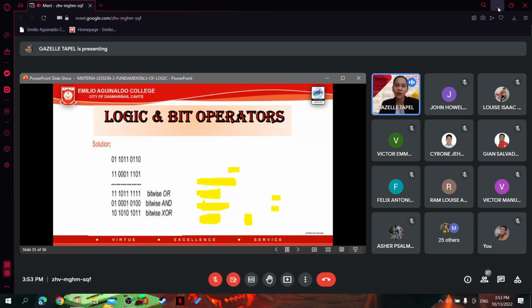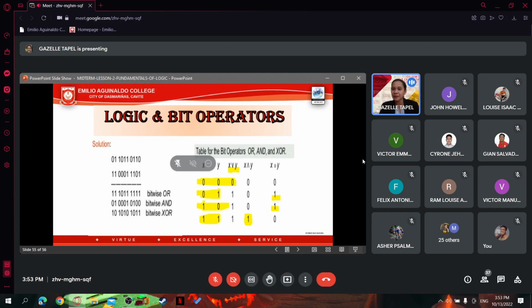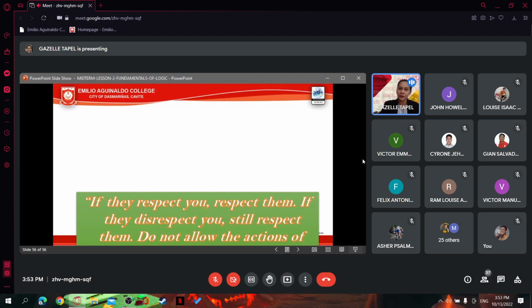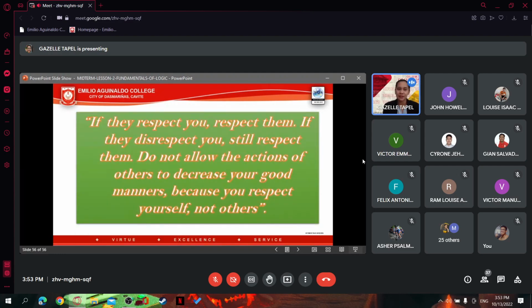Same with the operator na AND tsaka XOR. So in truth table, same lang to ng truth table sa logic na true or false. Pinagkaiba lang, I repeat, this time, yung 0 ay nagre-represent ng false, at yung 1 ay nagre-represent ng true. So 0 is for false and 1 is for true. So that ends our topic sa fundamentals of logic.